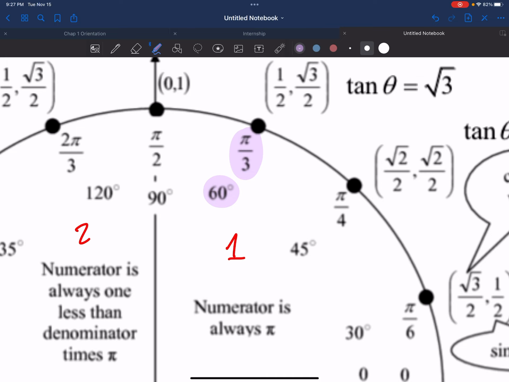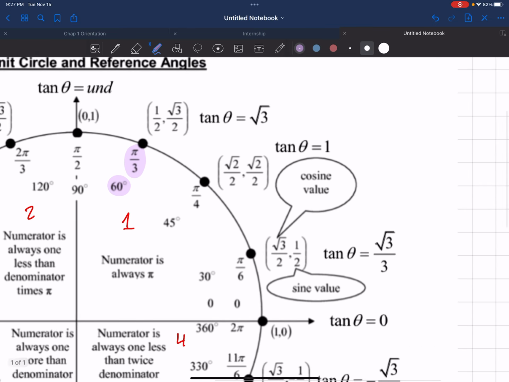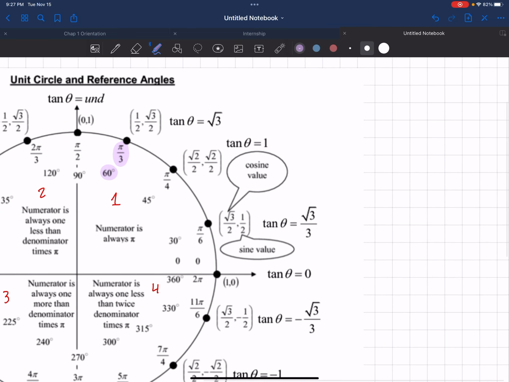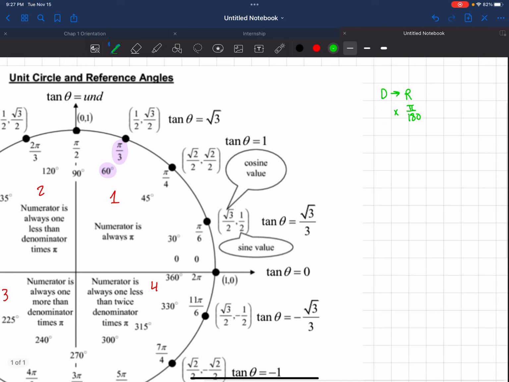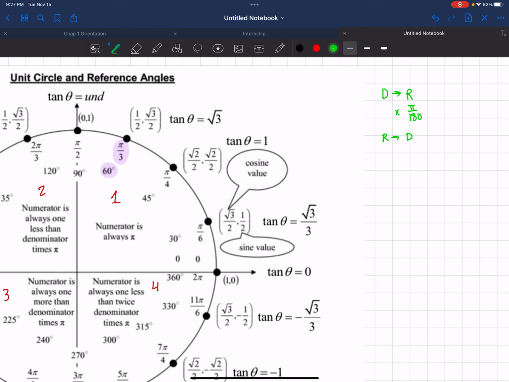So angles and radians. Basically, they're equivalent to one another, and you can convert radians to degrees and degrees to radians. The way you do that is with these equations right here. D stands for degrees, R stands for radians. So you're going to multiply degrees by pi over 180. And if you want to get radians into degrees, you're going to multiply that by 180 over pi. So, for example, let's just do 60 since I highlighted that.